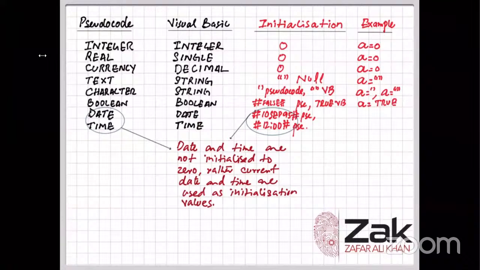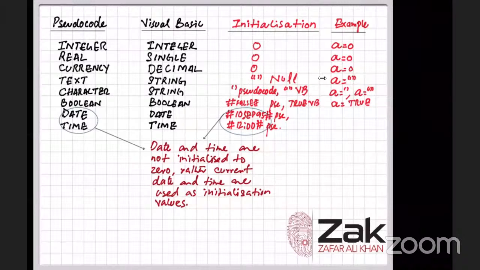If it is integer, initialize it with 0, like a is equal to 0. If it is real, initialize it with 0. If it is currency, initialize it with 0. If it is text or character, then initialize it with null. Null is what? Double quotation for string without any space in between it, and single quotation for characters without any space between it. This is called null. Null means nothing.